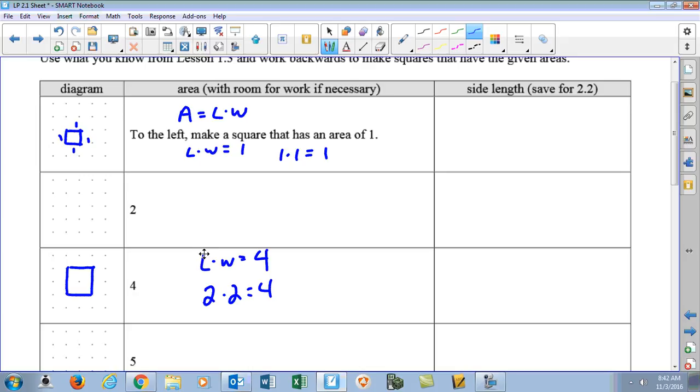Now look at the first one and the second one. What do you notice about them in terms of the sides? What kind of numbers are they? What kind of numbers are 1 and 2?